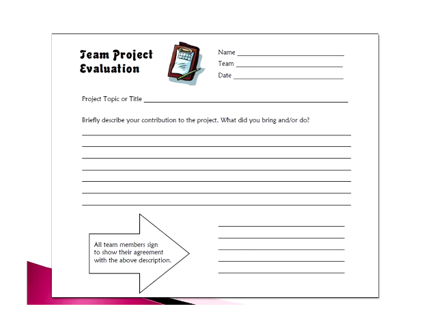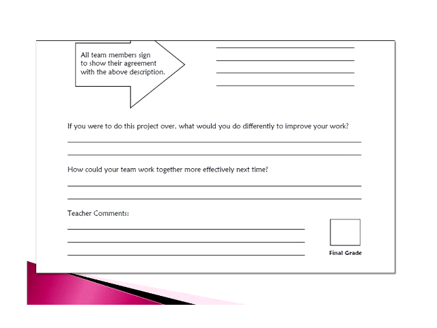And then they have to pass it around the table, and everybody has to sign off that they agree, yes, that's what you did. And you use that to help you come up with a grade for each person. There's also a reflective piece at the bottom. If you were to do this over, what would you do differently to improve your work? How could your team work together more effectively next time?